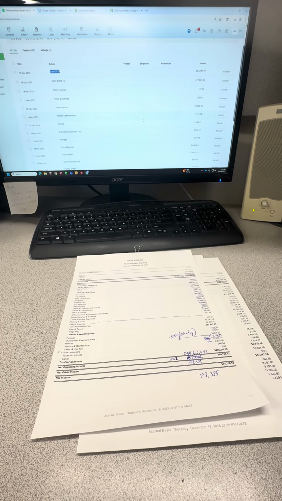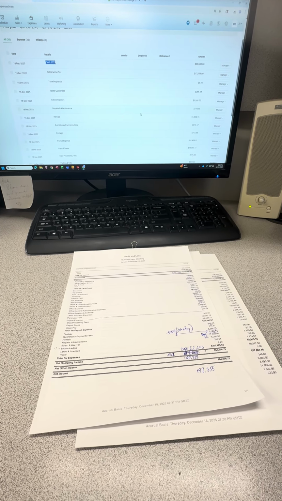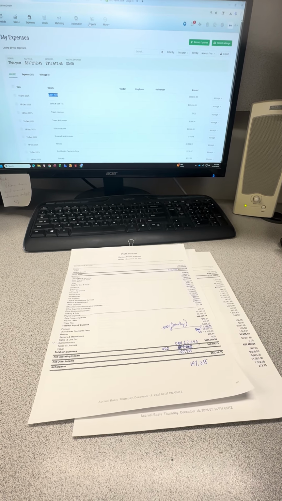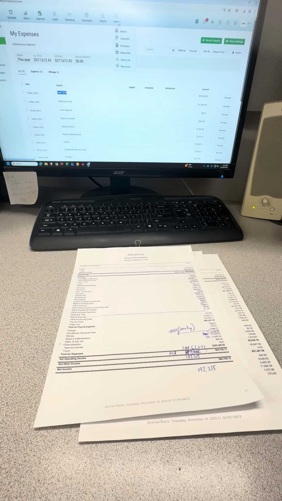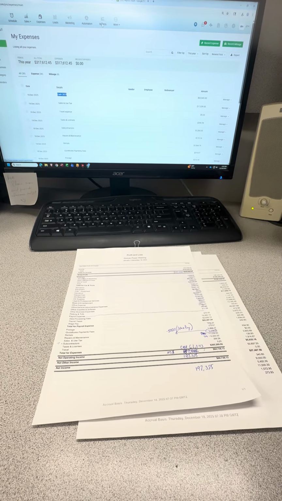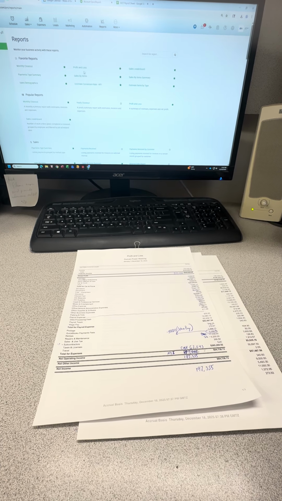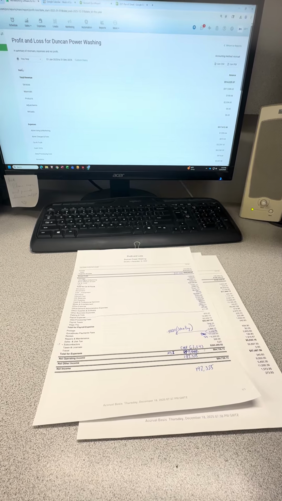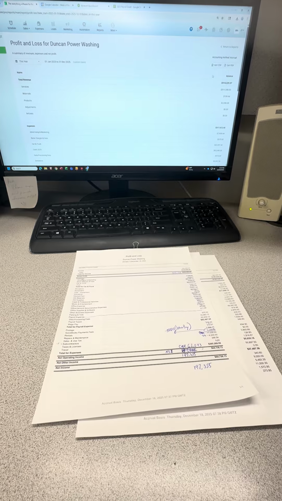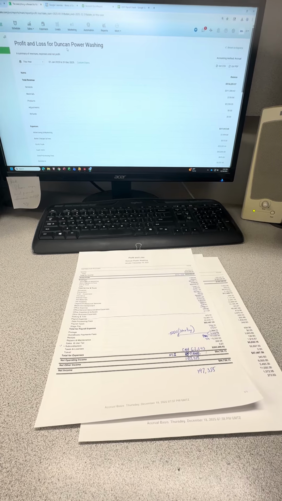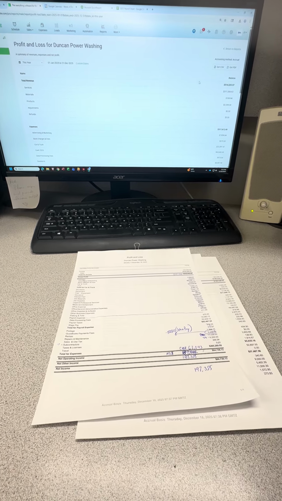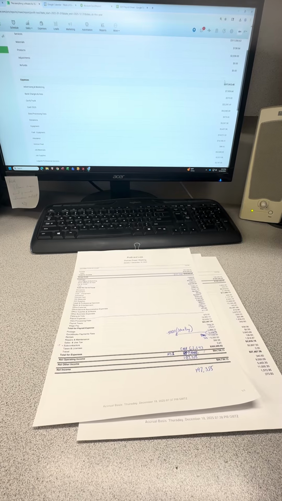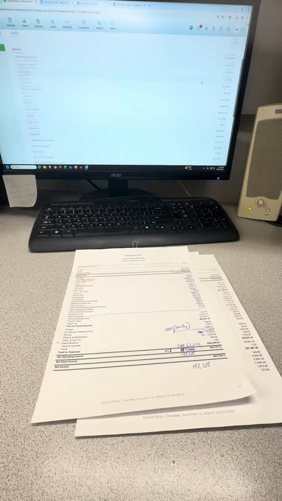So what I did this year was I went on the reports, profit and loss. This revenue is 100% accurate. It's how much I have billed and how much I've gotten paid. So that's accurate. These expenses are accurate as well.